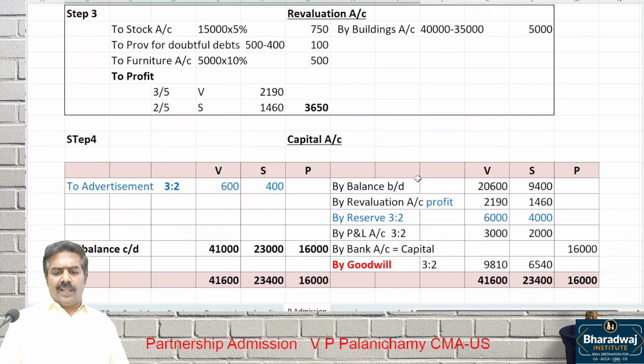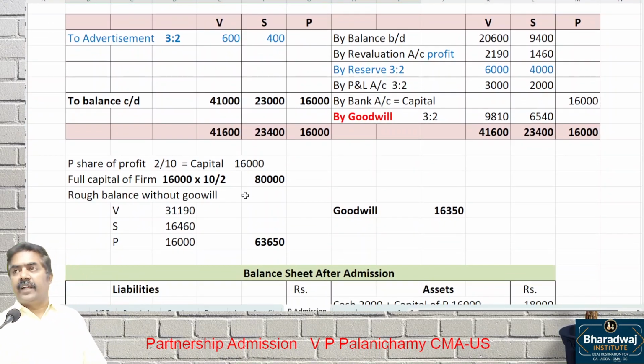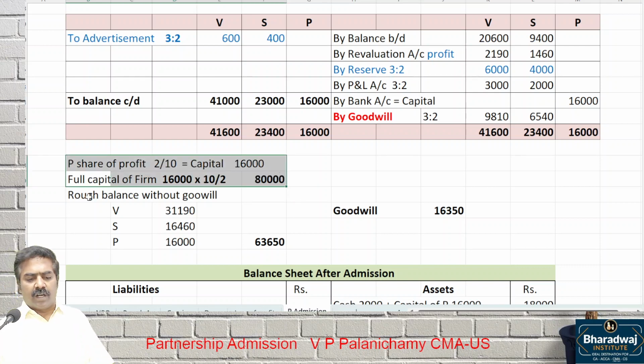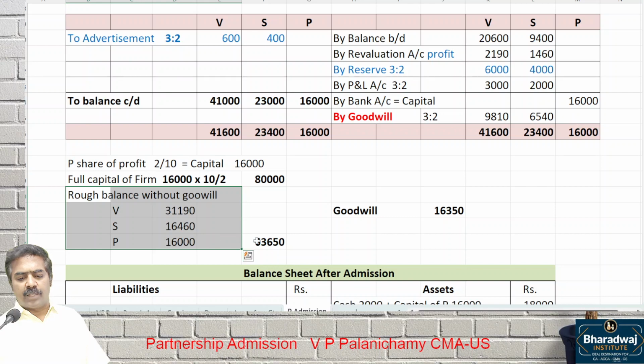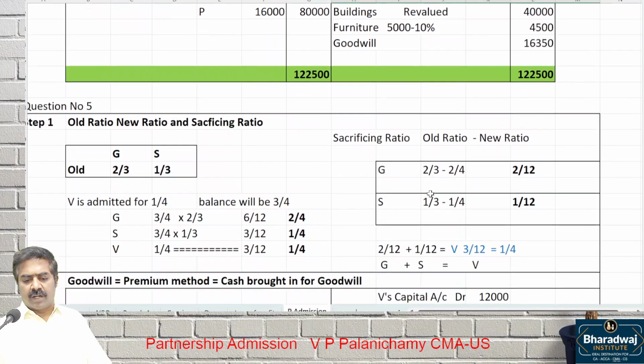Then, in this class, we have learned the capital adjustment and goodwill, hidden goodwill, right? Based on the new partner, we work out full goodwill or full capital. We see the actual capital. Difference is taken as what? Goodwill, and the goodwill is raised. That model we have done.